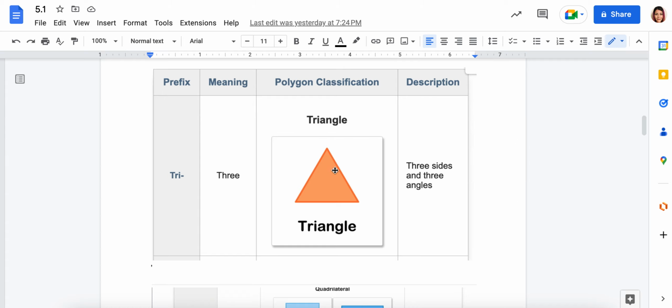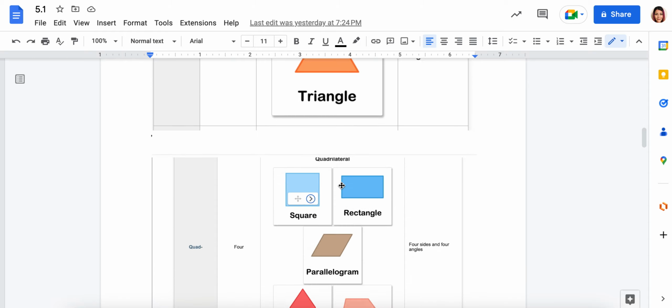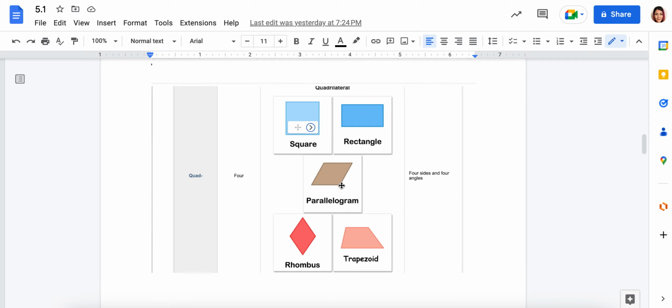So instead of saying polygon, because that could be a ton of shapes, we're going to say for this one, triangle. The prefix for triangle is tri. Tri means three. If you think of a tricycle, it has three wheels. So tri means three. Three sides and three angles. So that's the definition of a triangle. So now we have a quadrilateral. Quad means four. So a quadrilateral is any shape that has four sides.